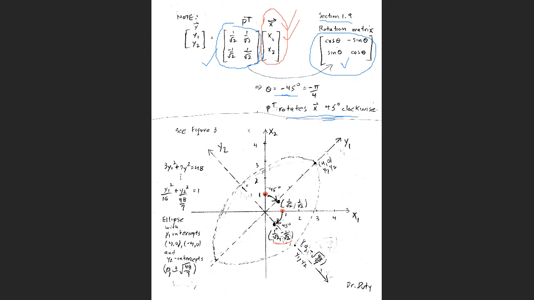Well, that means then that the y1 axis has to pass through that eigenvector, 1 over root 2, 1 over root 2. And so I'm able to draw the y1 axis and the y2 axis based on the eigenvectors. And you can see the clockwise rotation of 45 degrees.